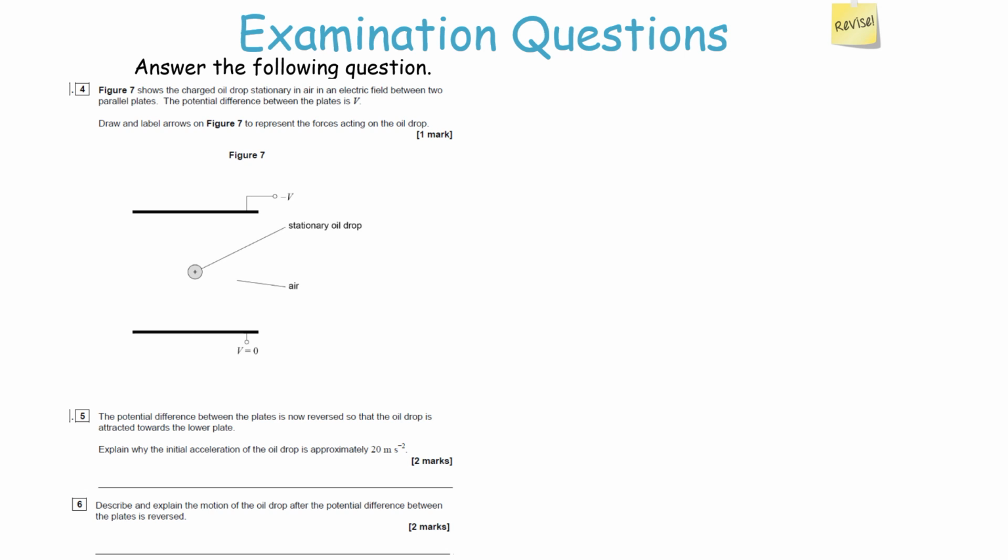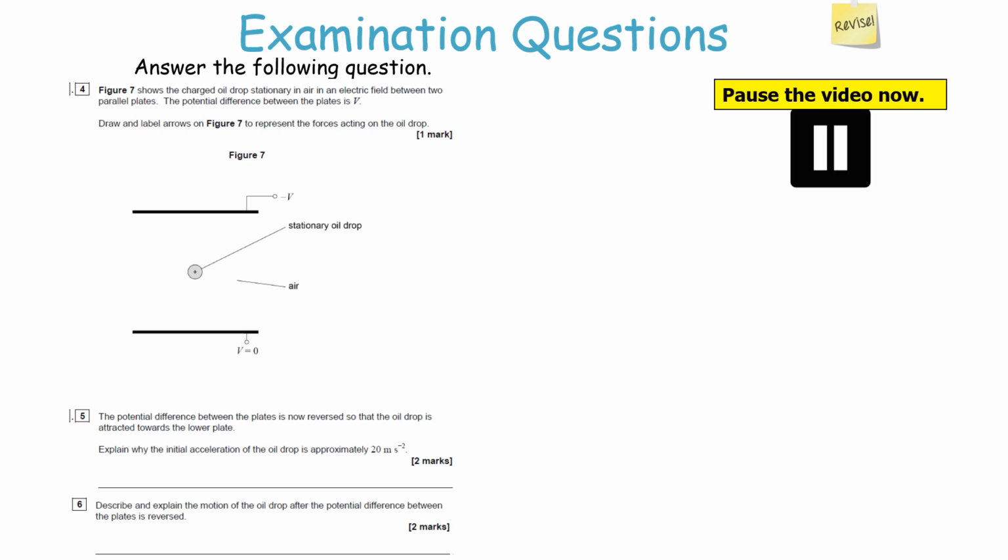the potential difference between the plates is now reversed so that the oil drop is attracted towards the lower plate. Explain why the initial acceleration of the oil drop is approximately 20 meters per second squared, and then describe and explain the motion of the oil drop after the potential difference between the plates is reversed. So pause the video now, then unpause the video when you want to go through your answers.